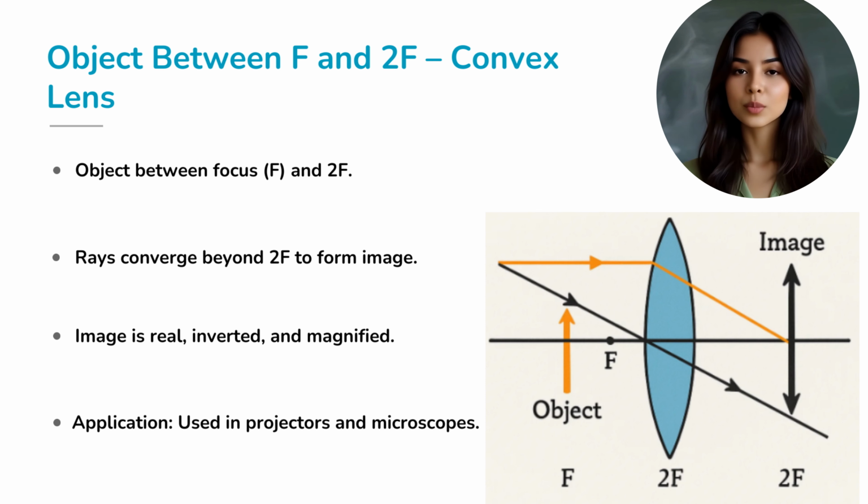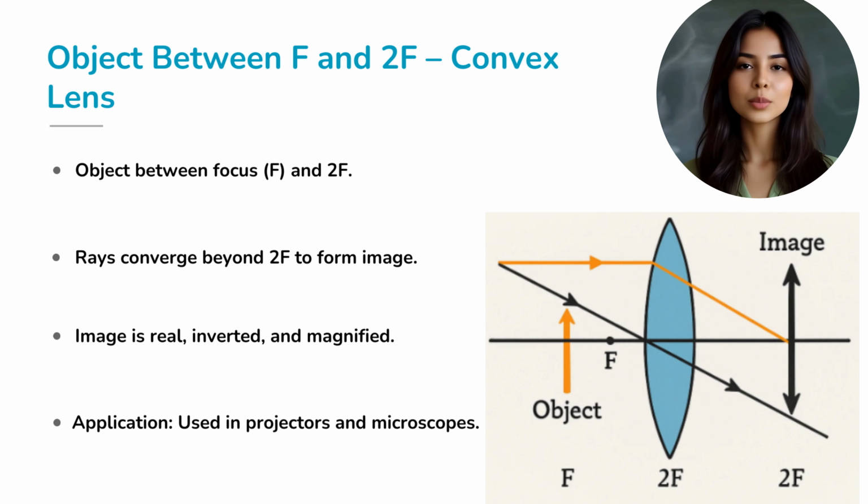The rays from the object pass through the convex lens and meet beyond 2f on the other side. Now, let's check the nature of the image. It is real because the rays actually meet. It is inverted because once again it flips upside down. But here's the exciting part, it is magnified. The image is bigger than the object.